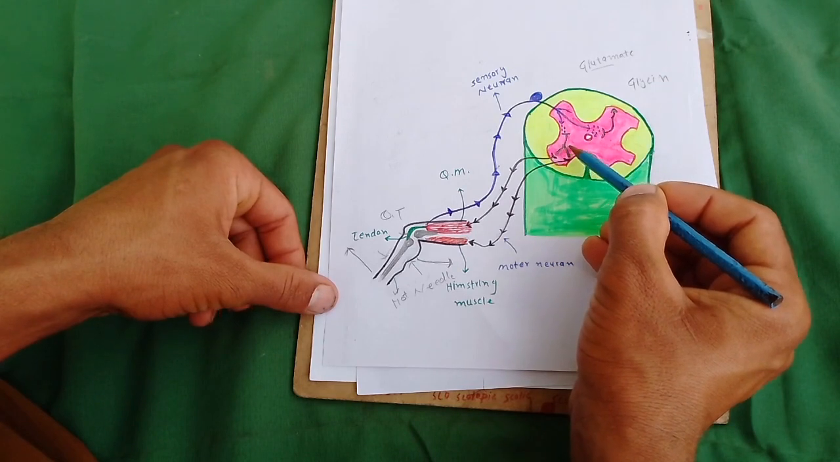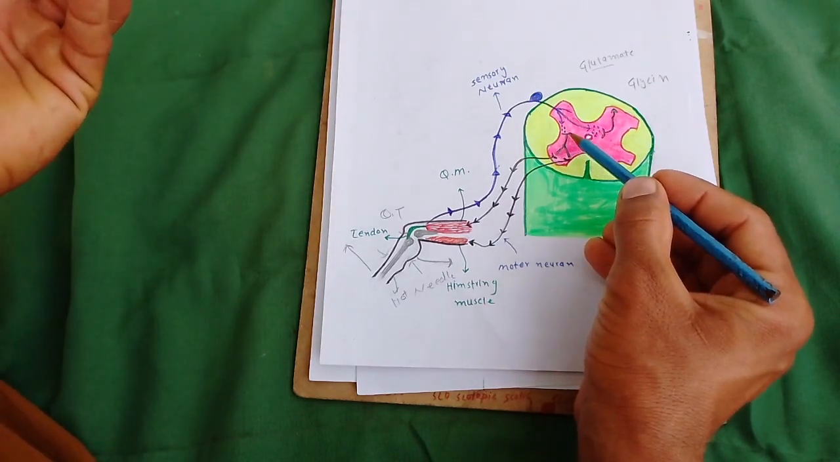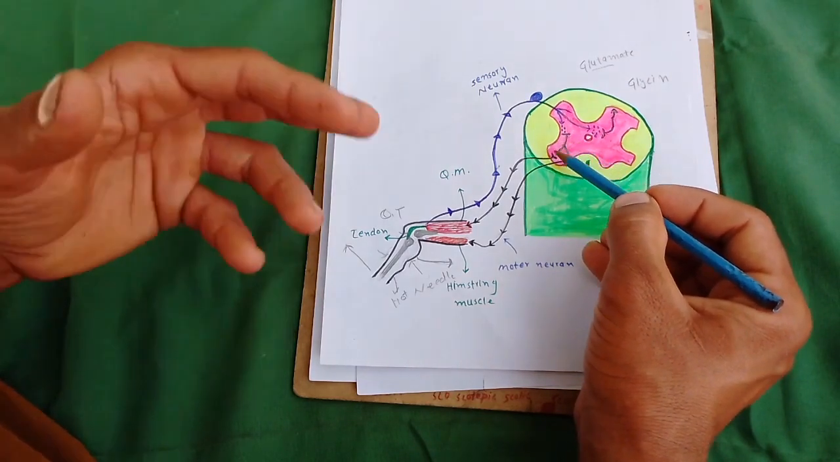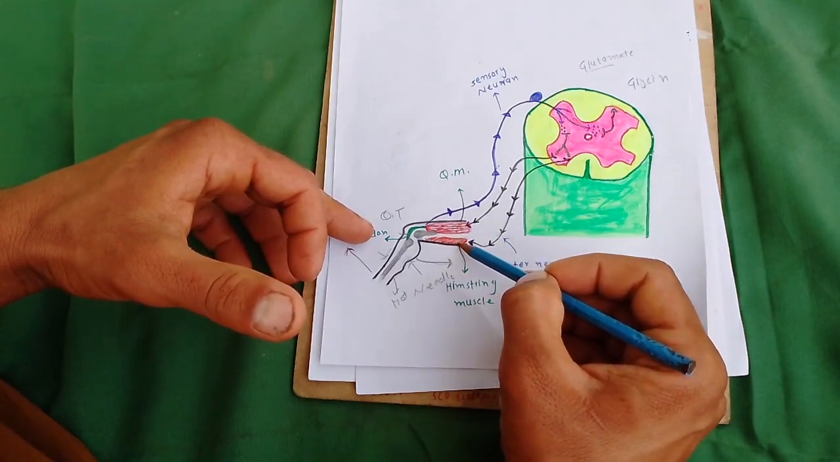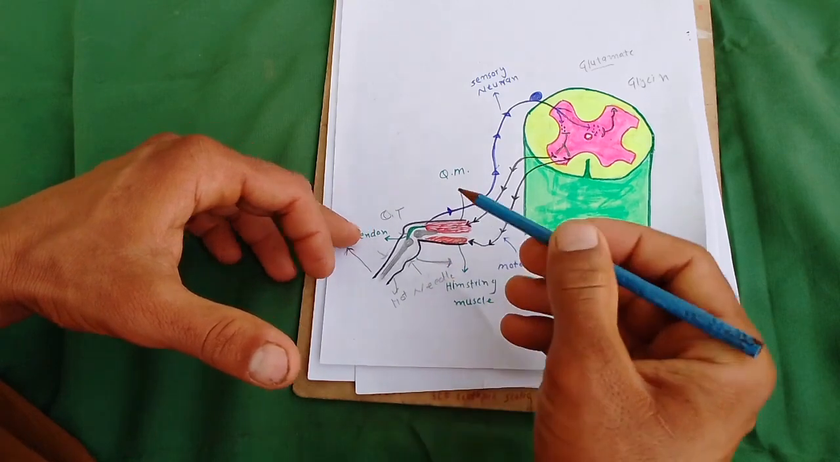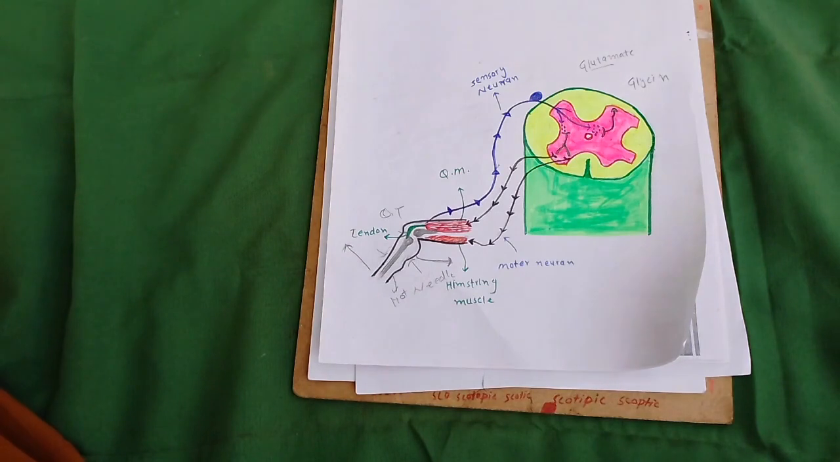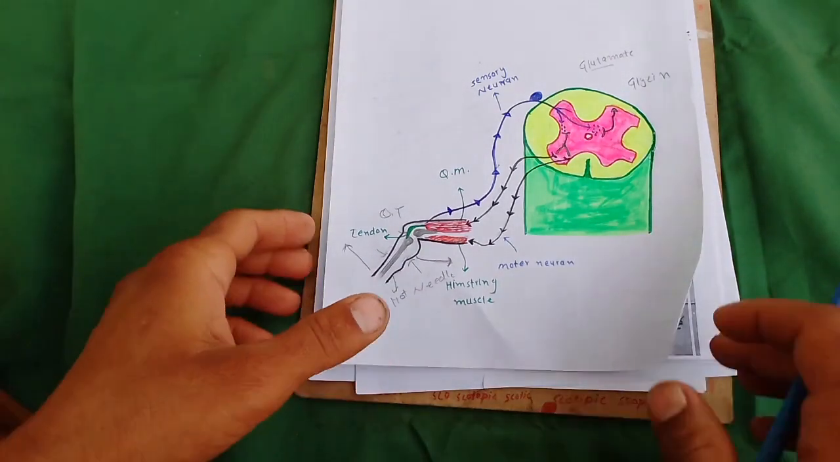There are many different enter neurons here, so the phenomenon occurs in the opposite way. This muscle is to contract, this one relaxes, and this muscle contracts. So we move our knee in the backward direction. So this is the preventive phenomenon. Okay, so this is the importance of the inhibitory neurotransmitter.